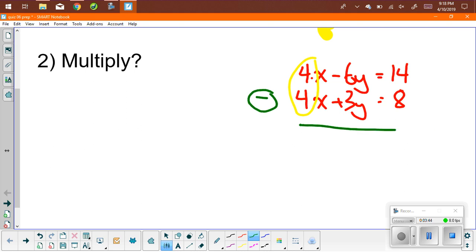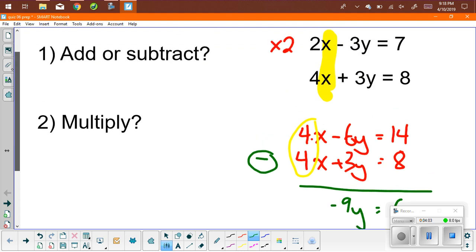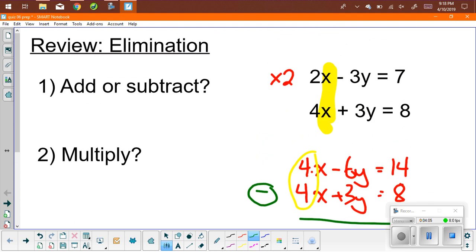So 4 minus 4 is 0. -6 take away 3 is -9. And 14 take away 8 is 6. Then same thing, we would start dividing things out to solve. So that's the basic stuff. First, decide whether you need to add or subtract, and if there's no matching at all, you need to multiply to make them match. Okay, so I'm going to put up the whiteboard examples.